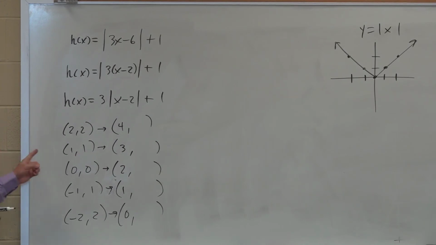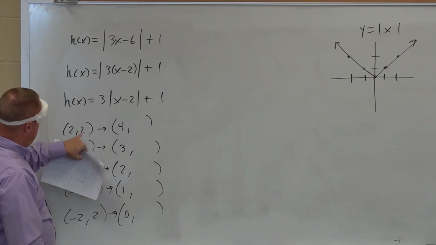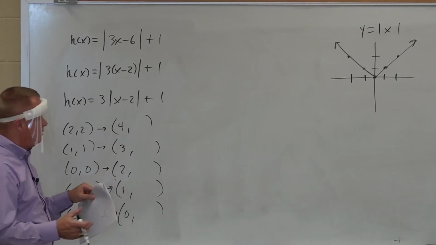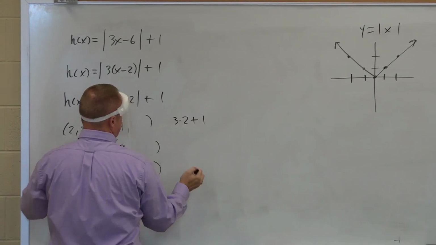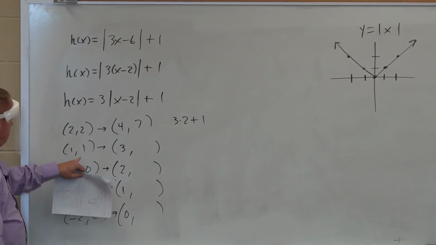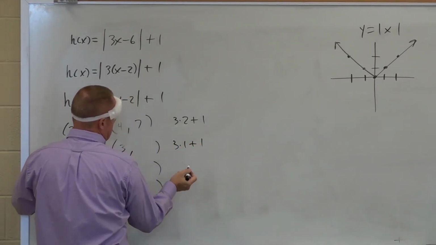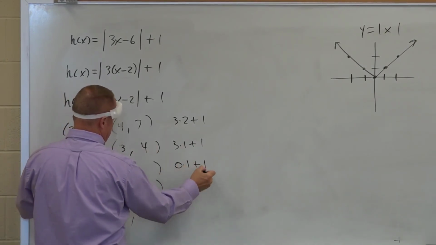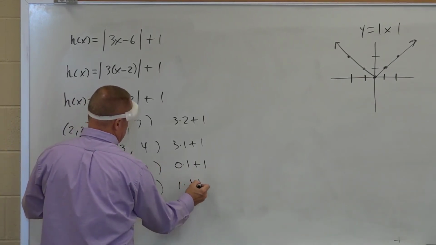Now the other one, the y's: I need to multiply by 3 and I need to add 1. So for my y values, you multiply before you add. That's the order of operations. So I would say 3 times 2 plus 1. That would be 6 plus 1, which changes to 7. For 1, I would say 3 times 1 plus 1. That would be 4. 3 times 0 plus 1 is 1.